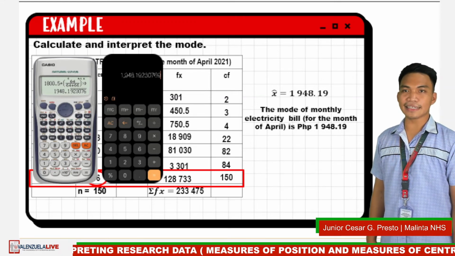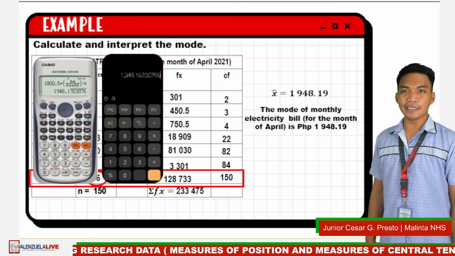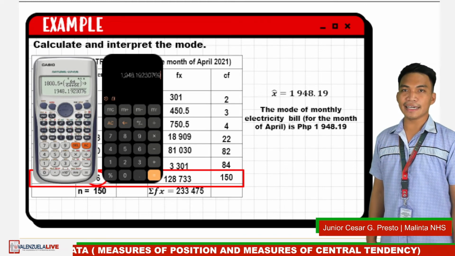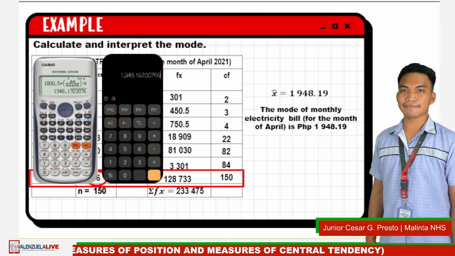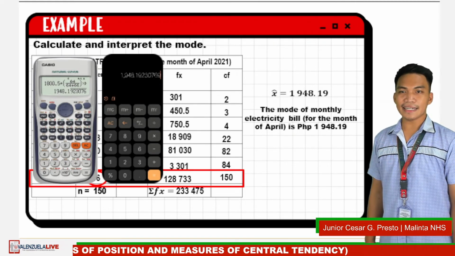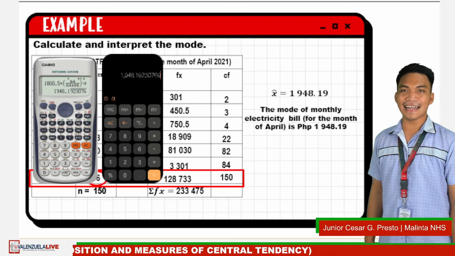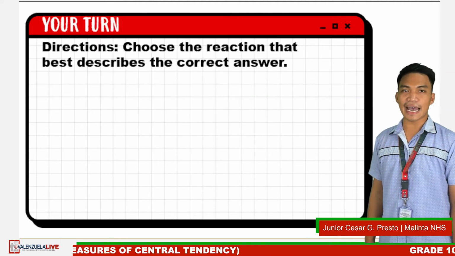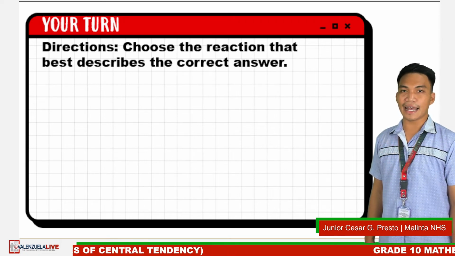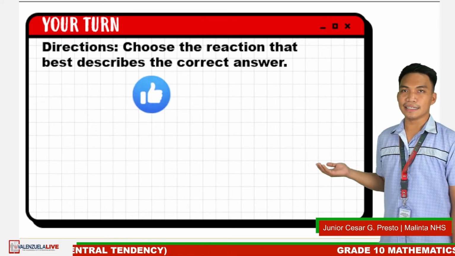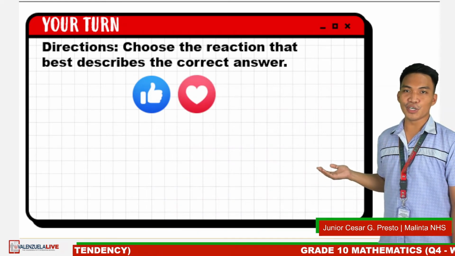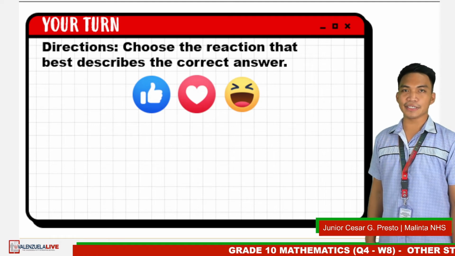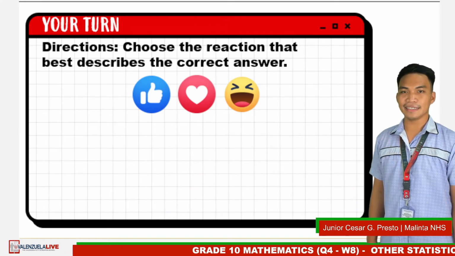How are you feeling right now, grade 10 students? Feel free to press the react button. Also, if you have questions, kindly drop them in the comment section. Alright, let us now check how well you understand the lesson with this activity. Your task is to choose a reaction that corresponds to the correct answer. Just hit like, love, or haha. You have 5 seconds to choose your reaction. Are you ready? Let's start.